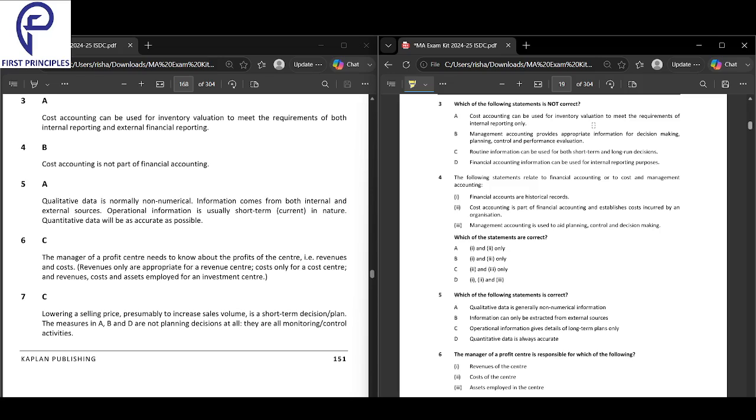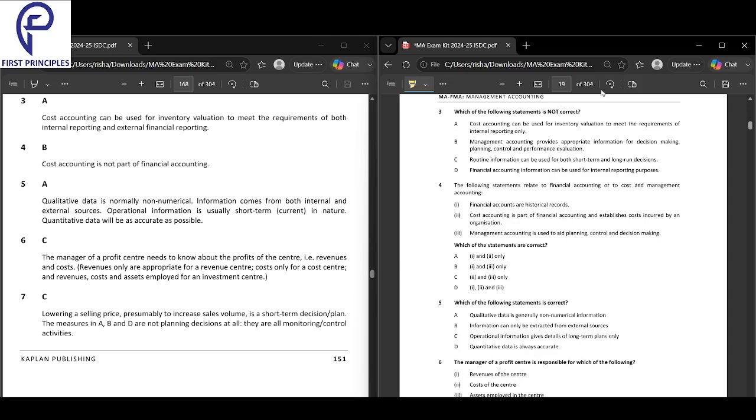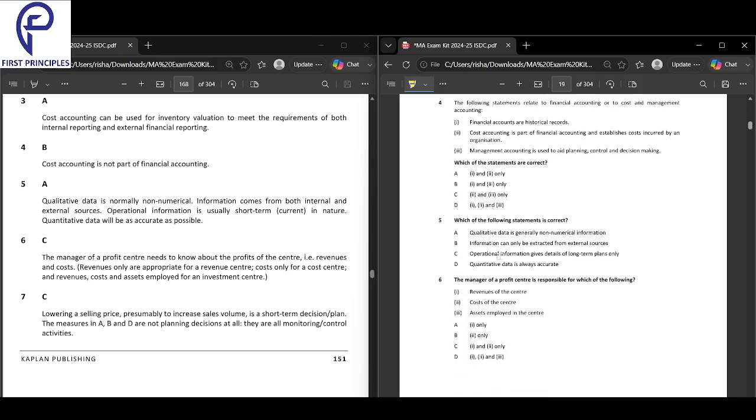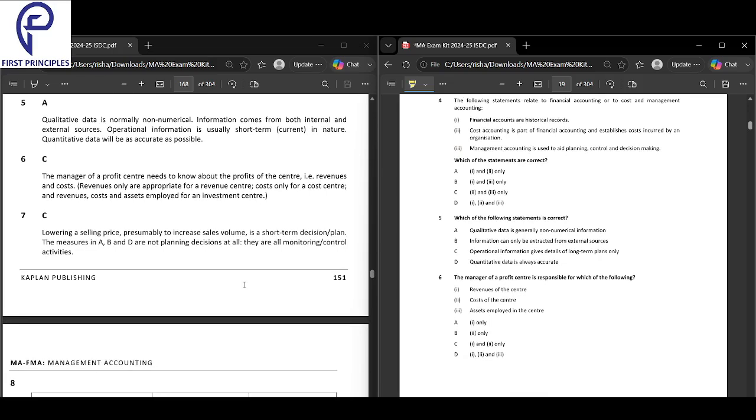Okay, so it can be used in both internal and external reporting. It's not necessary that cost accounting is only for internal reporting. That is why this is the wrong answer. It can be used for internal also, external as well. So internal reporting is what makes this sentence wrong, right? It can be for external as well as internal, not just internal.